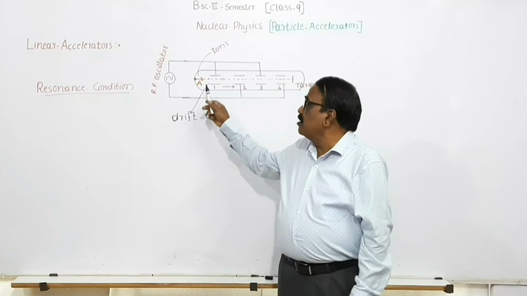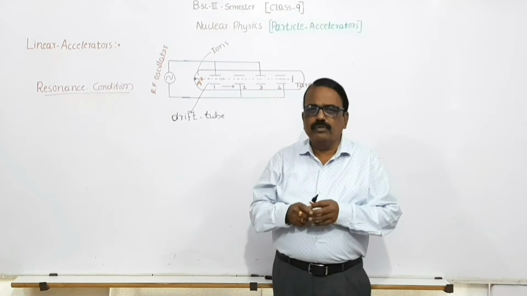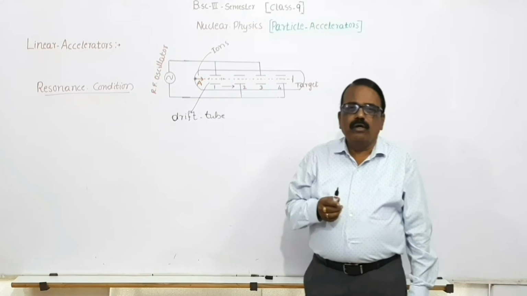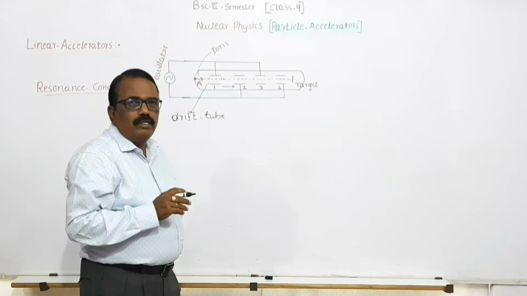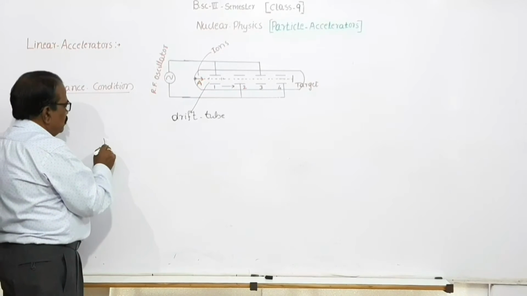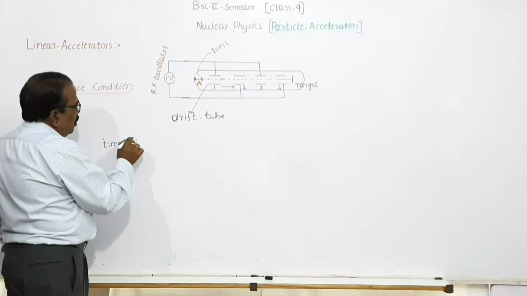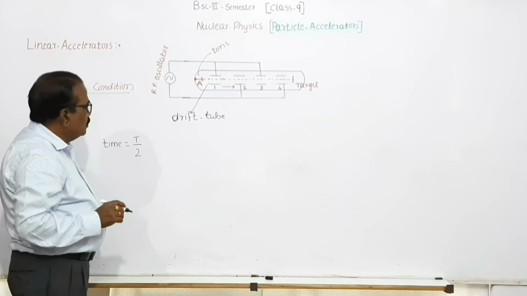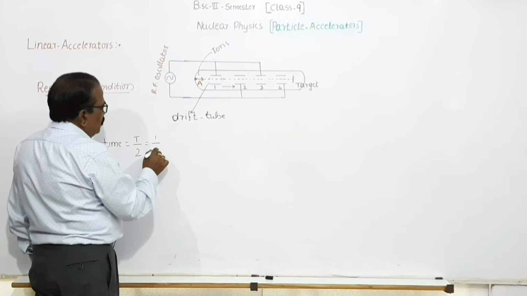The time taken by the ion to traverse through the drift tube at any stage must be equal to half of the time period T of the radio frequency accelerating voltage. So time should be equal to half of the time period T of the radio frequency accelerating voltage, that is 1 upon 2f.